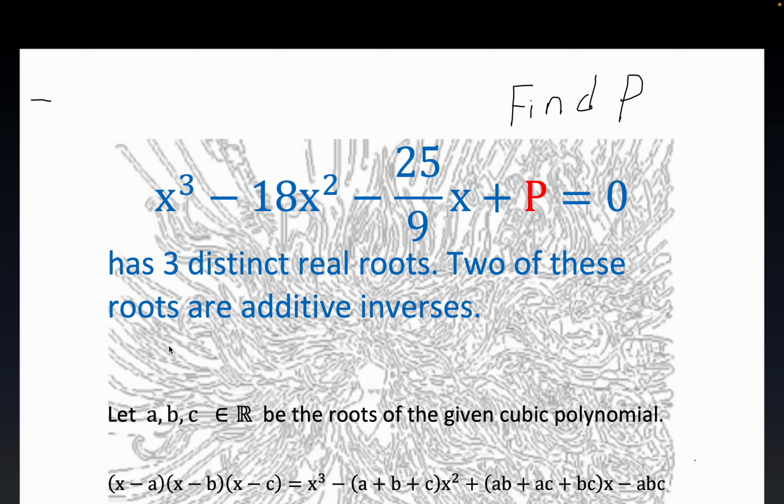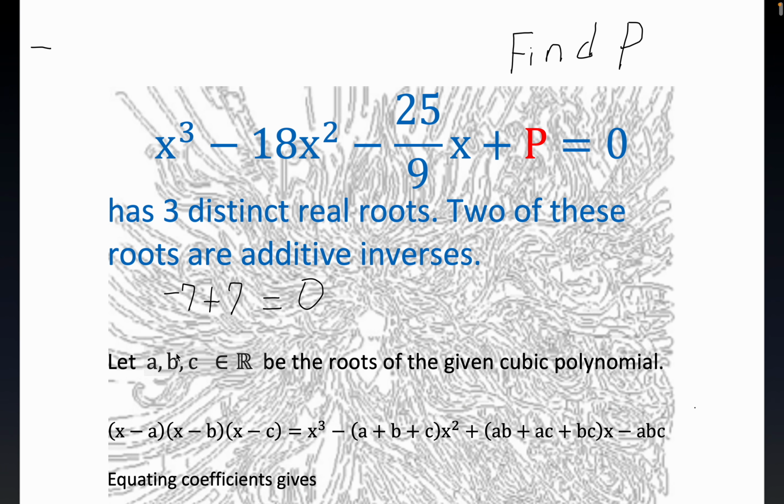For example, minus 7 plus 7 equals 0. That's what we mean by additive inverses, right? You get the additive identity when you sum them up, okay? So two of them are additive inverses. So let's see what we can do with that additional structure right here. Just three distinct roots wouldn't be enough to get you the value of P. So let's see what this does for us.